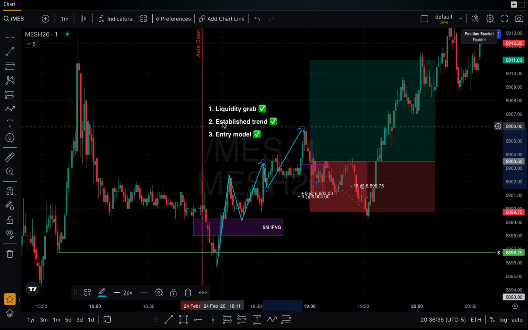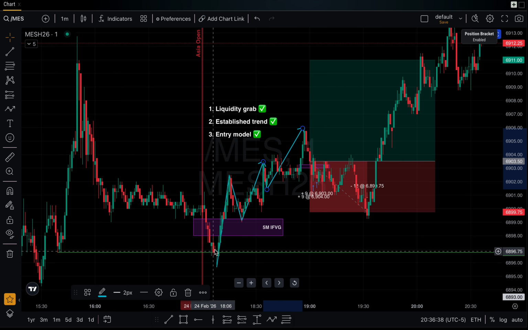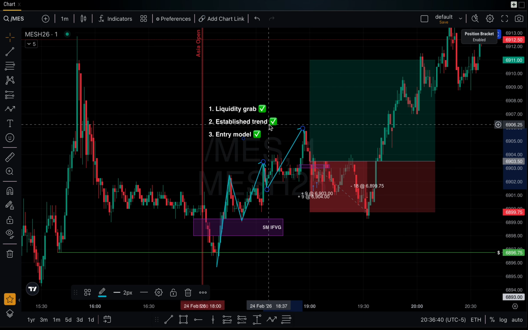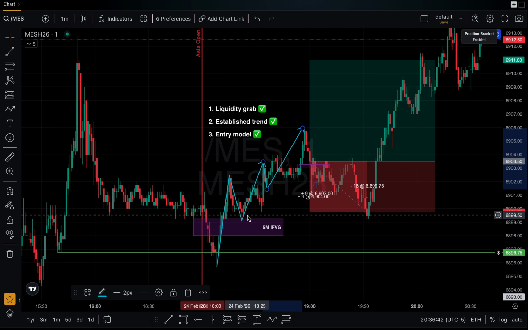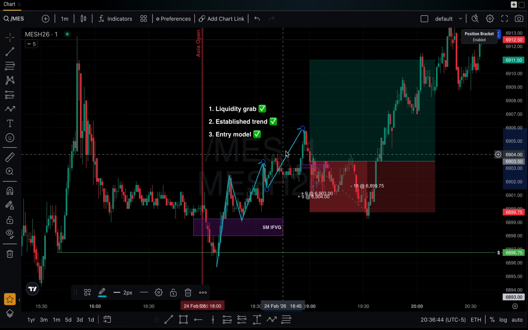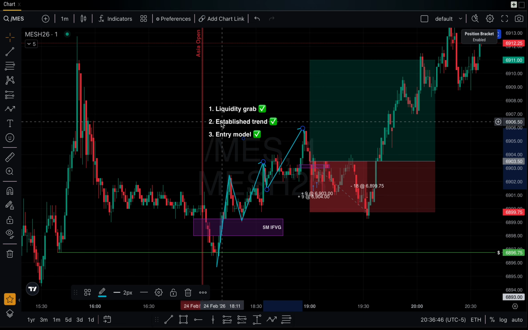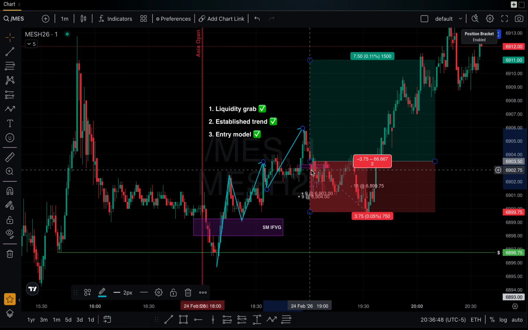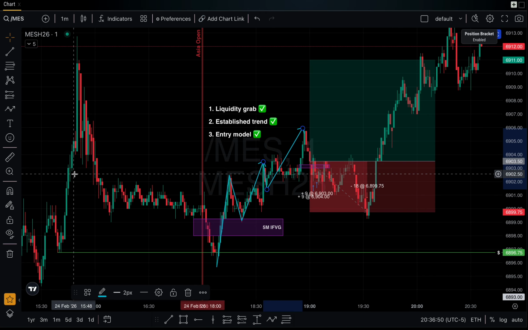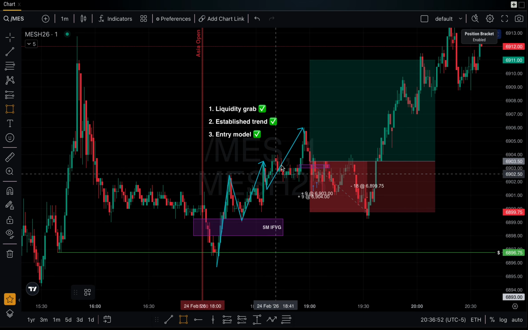So let's review the steps. Liquidity grab, done. Established trend. If you look at this market structure, you can see the short-term trend is bullish. So step 2 is done. And then 3, simply our entry model. For us, we had a couple gaps here to work with.